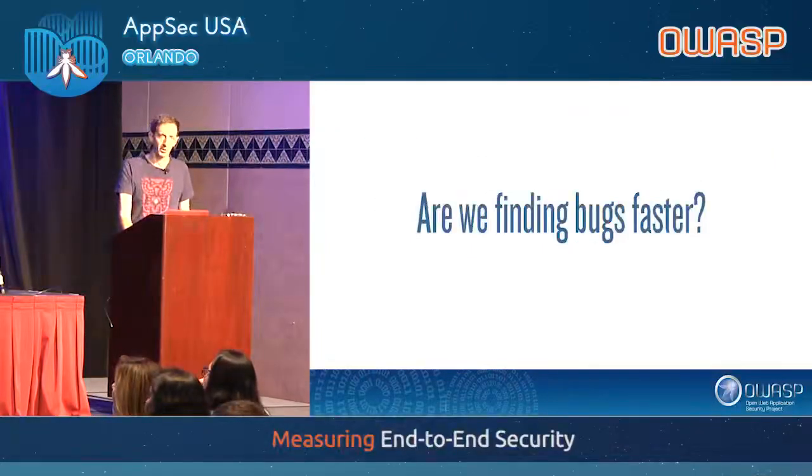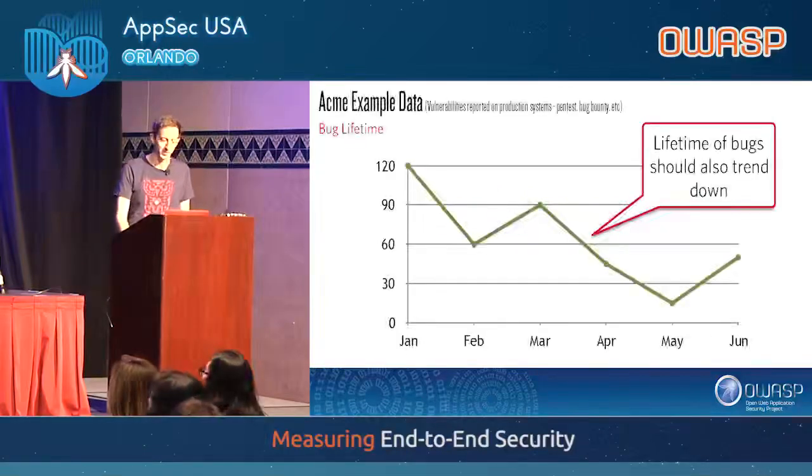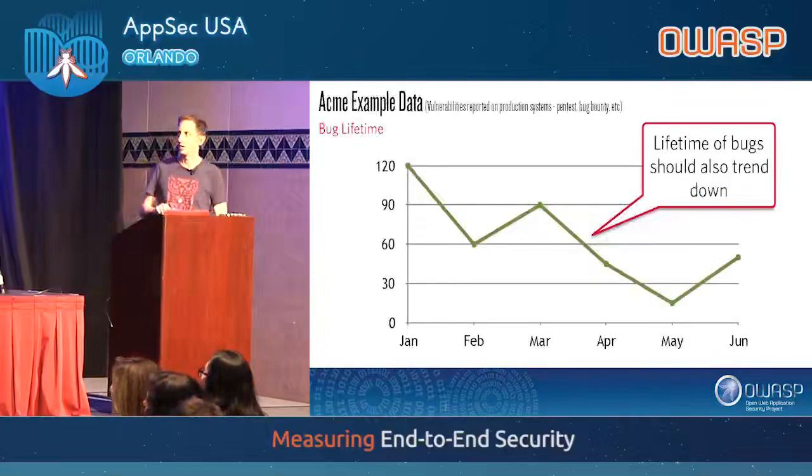We also might want to know, are we finding bugs faster? The lifetime of the bug is pretty important. So are we reducing the time it takes to find that bug from, say, a year down to immediately after it hits production? And so we can also track that using that bug postmortem information.